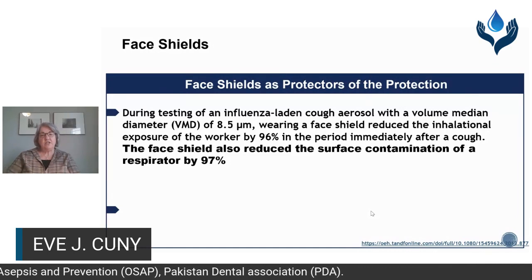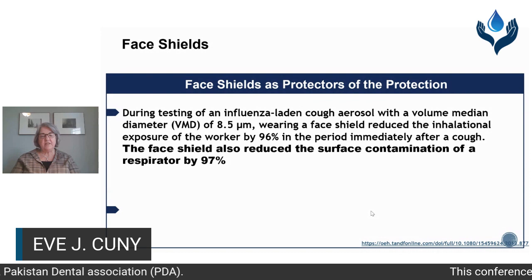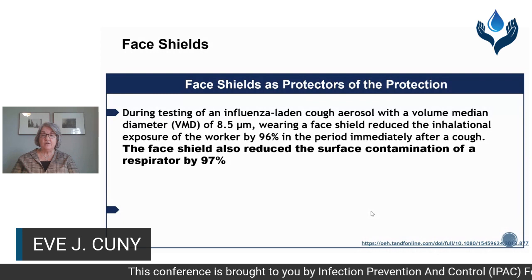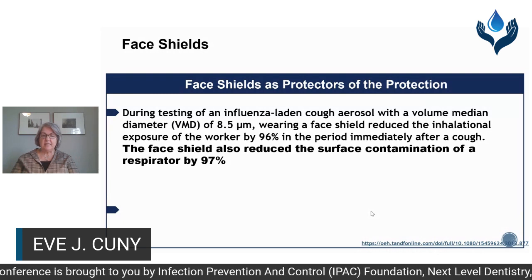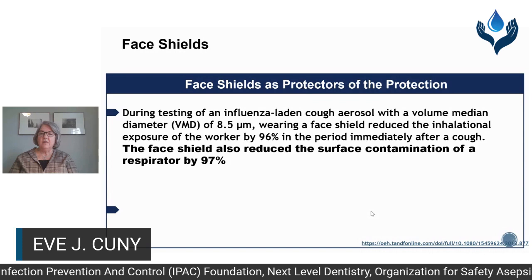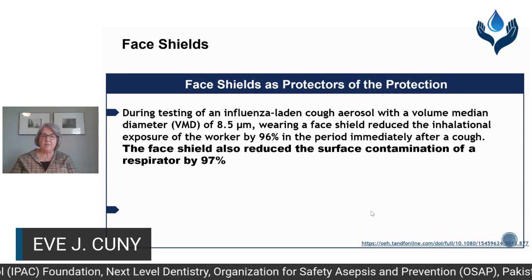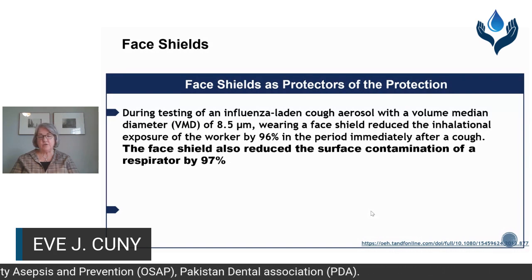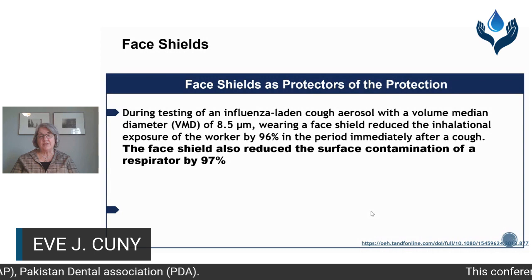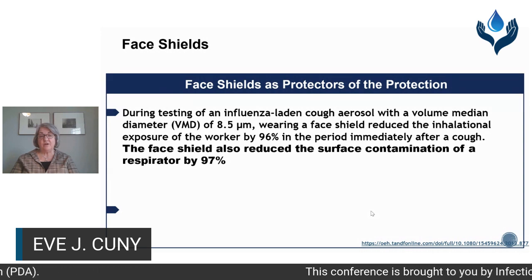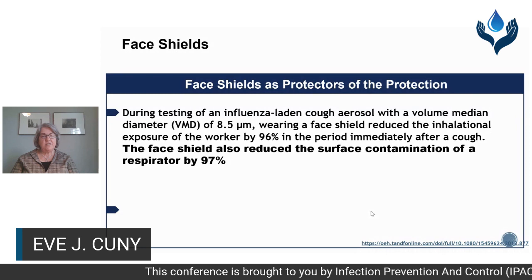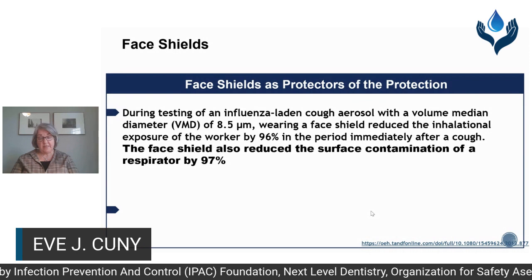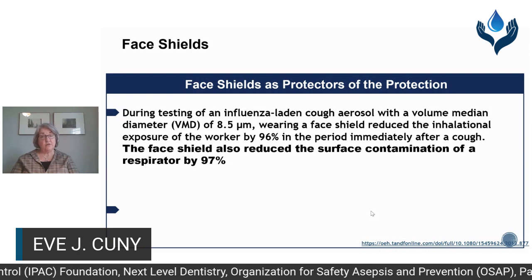And then there are also face shields. A clear plastic face shield, especially if it wraps around the side of the face a little bit, can provide good protection. During testing of an influenza-laden cough aerosol with a volume median diameter of 8.5 microns, wearing a face shield reduced the inhalation exposure of the worker by 96% in the period immediately after a cough. So as you can see, a face shield is also excellent protection, especially in combination with a filtering facepiece respirator or a filtering surgical mask.